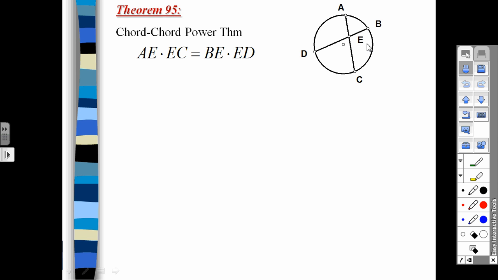So in the chord-chord power theorem, we are looking at taking this segment AE and then multiplying it with EC, and that's going to equal segment BE, this little piece, multiplied to segment ED. So it's basically taking the two little parts of one chord, multiplying them together, and then the two little parts of the other chord and multiplying them together, and they should equal the same thing. So that's your chord-chord power theorem.